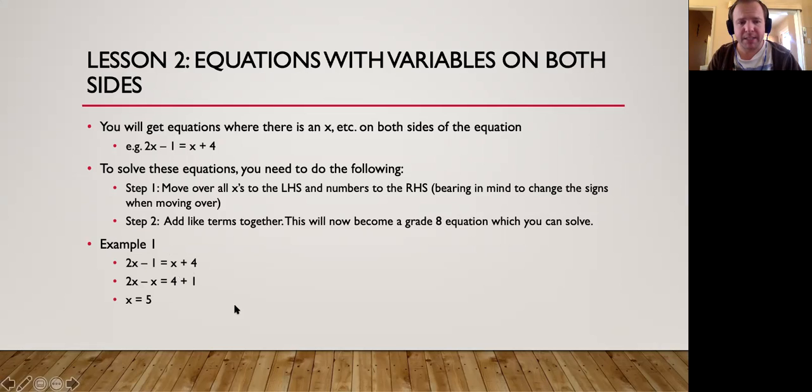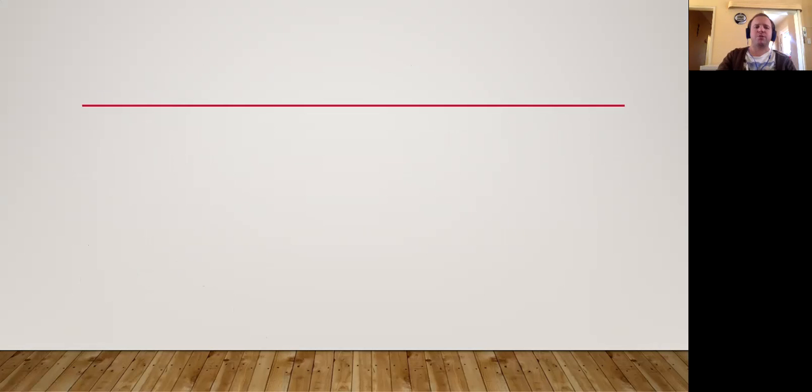So that's basically what you're going to end up doing a lot of in this lesson, moving an x over to one side, and a number to the other side as well. Right, let's go on to example 2. 3x plus 5 is equal to x minus 3.